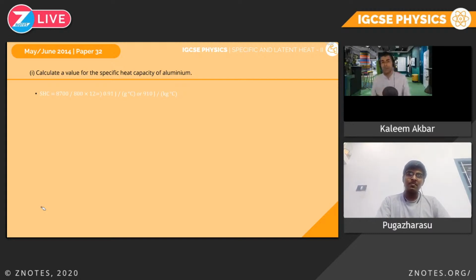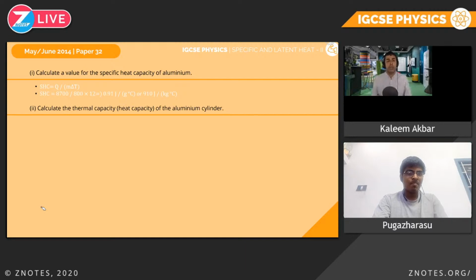Now, look, if you can fit in grams, you can leave the answer in grams. Okay, they're just showing you can use both. No big deal. That was actually a lot easier than I thought. Okay, and the formula is there. Calculate the thermal capacity of the aluminium. Now that's different. Thermal capacity involves no kilogram. Specific heat capacity involves kilogram.